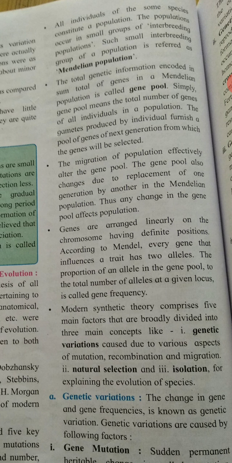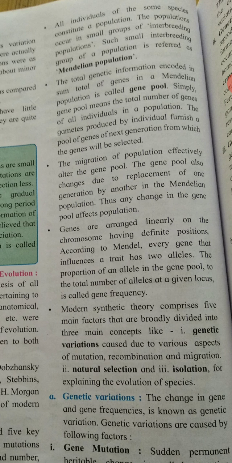The migration of populations effectively alters the gene pool. So with migration, changes can occur from one place to another, and changes can also occur in the organisms. The gene pool also changes due to the replacement of one generation by another in the Mendelian population. Thus, any change in the gene pool affects the population.